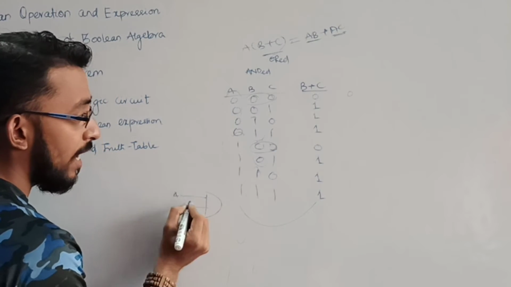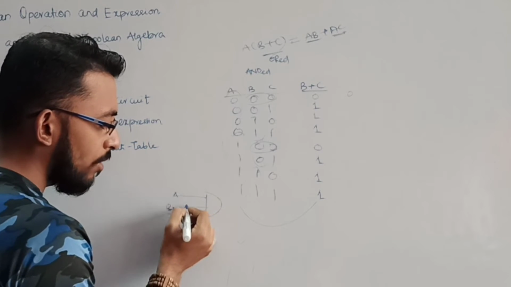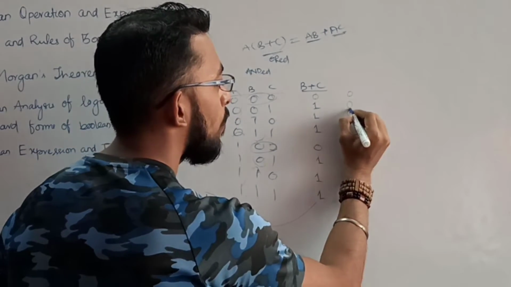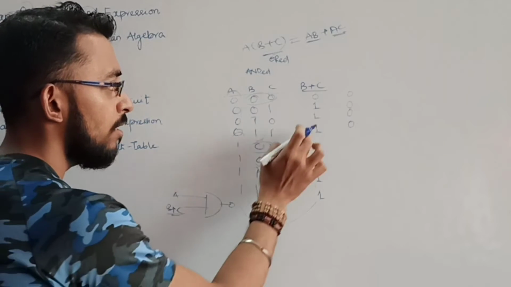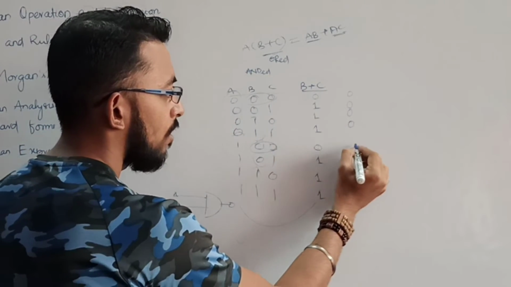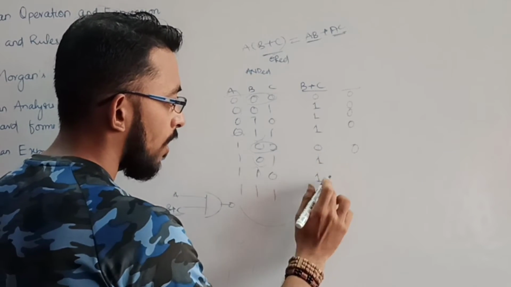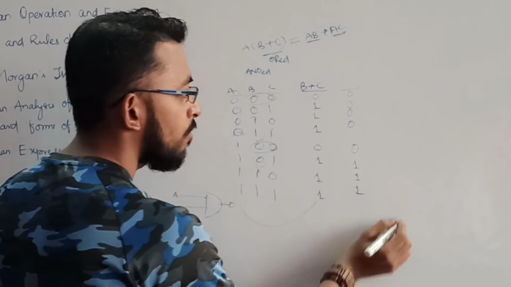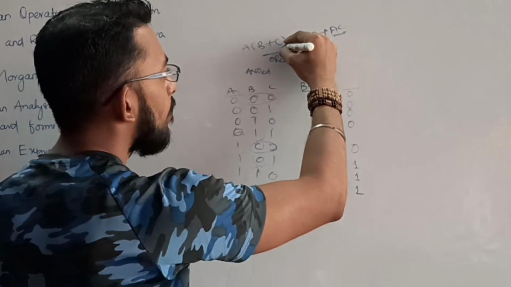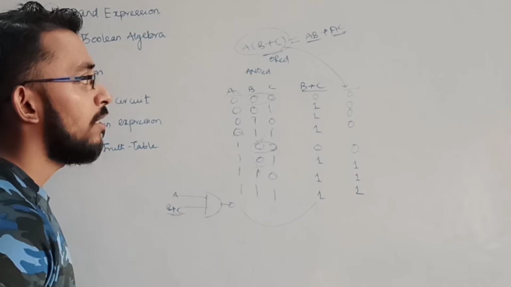When one input is A, second input is B and B plus C. If any one input is 0, then the output will become 0. Similarly here, 4 inputs are 0, then my 4 outputs will become 0. This 4 with this 4. Now 1 0 output is 0 because it is an AND operation. 1 1 1 1 1 1. Since all inputs are 1, the output will become 1. So this is the output of A dot (B plus C).